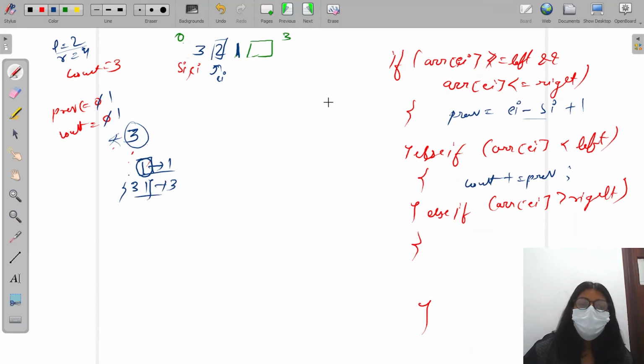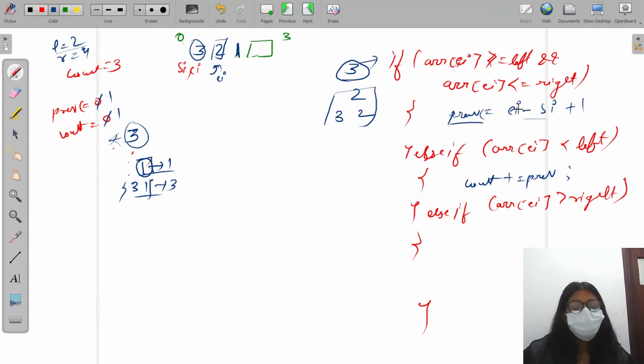This 2 is in my range. All the possible subarrays that can be formed ending with 2 are 2 and 3, 2. Initially we also had one more subarray, that was my 3, so my count was initially 1. After coming to this position, I calculate my previous count because my number lies in my range. Here EI was 1, SI is 0, so 1 minus 0 is 1, 1 plus 1 is 2. So my previous count is 2 now. I add it to my count, so my count becomes 3. It means till this point I can form 3 subarrays that have maximum element lying in range.